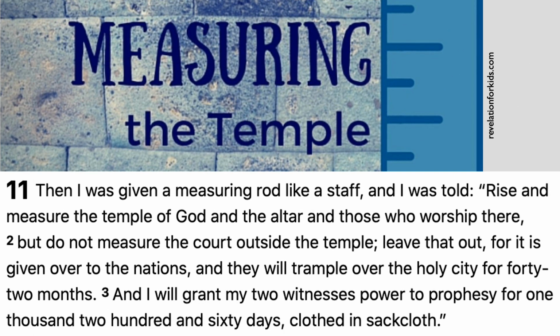In chapter 11, the text continues. "Then I was given a measuring rod like a staff, and I was told, Rise and measure the temple of God and the altar and those who worship there, but do not measure the court outside the temple. Leave that out, for it is given over to the nations, and they will trample over the holy city for 42 months. And I will grant my two witnesses power to prophesy for 1,260 days, clothed in sackcloth." And so here we have a very remarkable image that John is given to measure the temple.